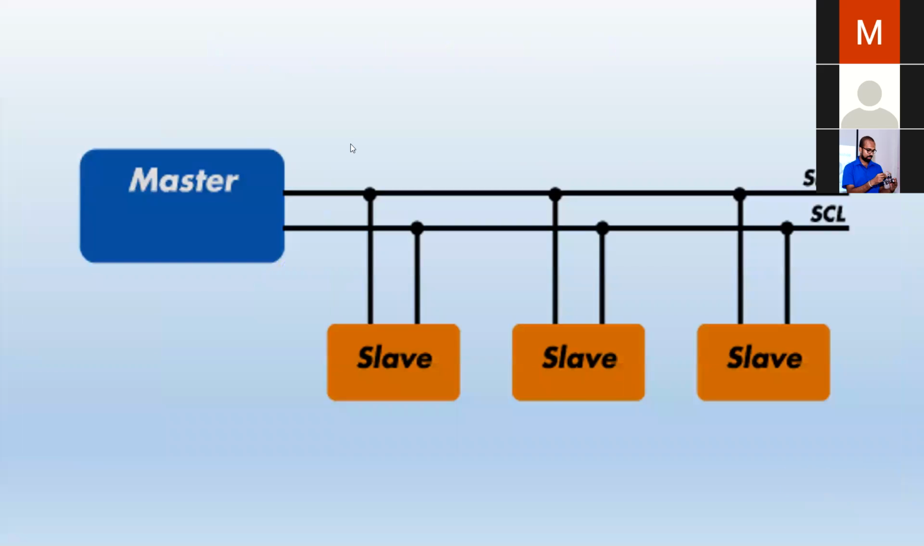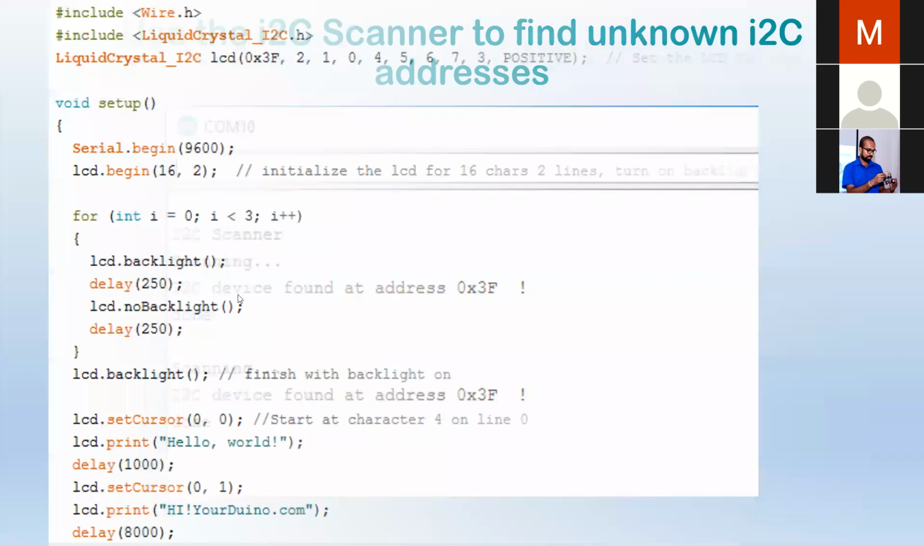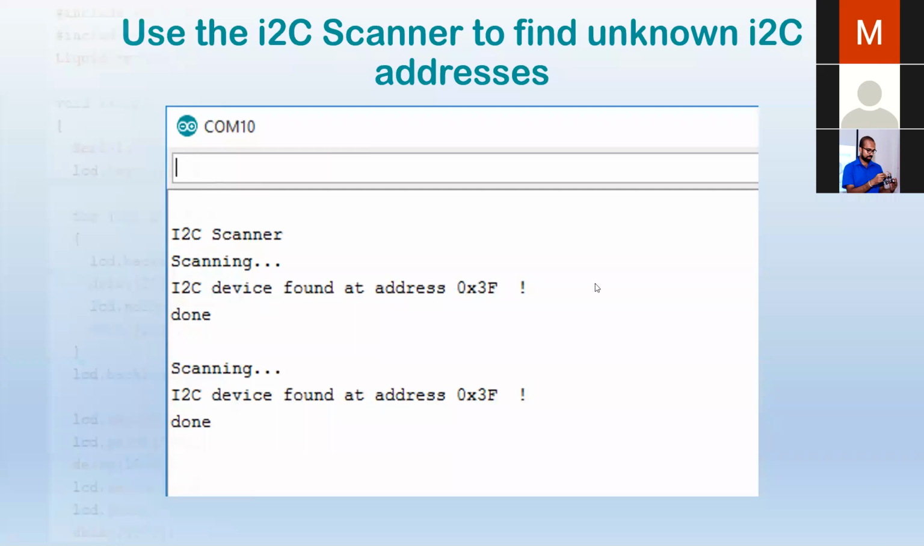See, this is how the I2C communication works. This is how you find the I2C address of a device when you don't know its I2C address.